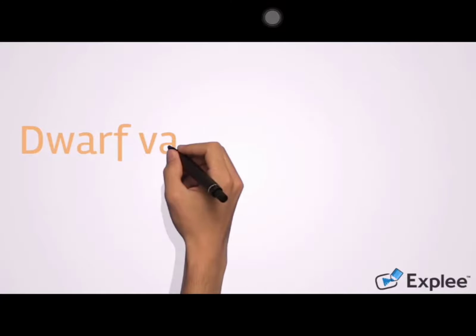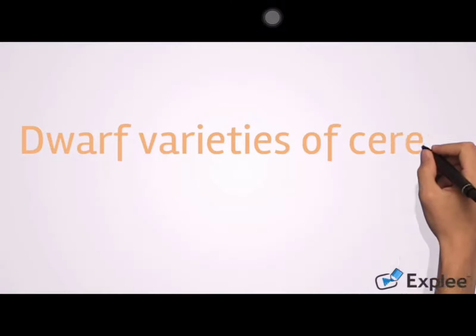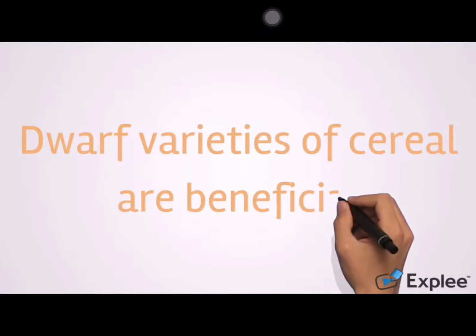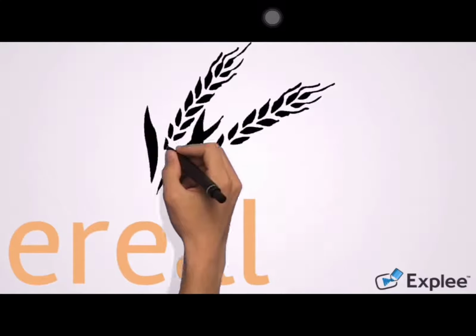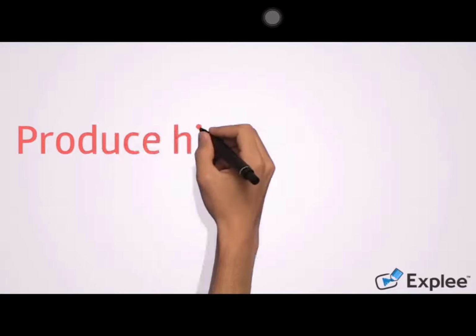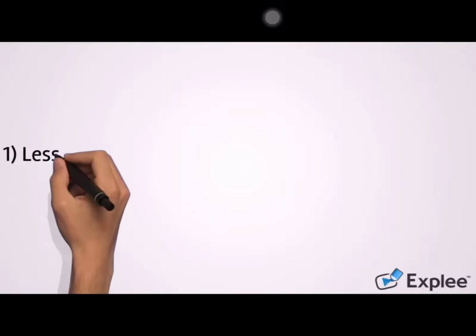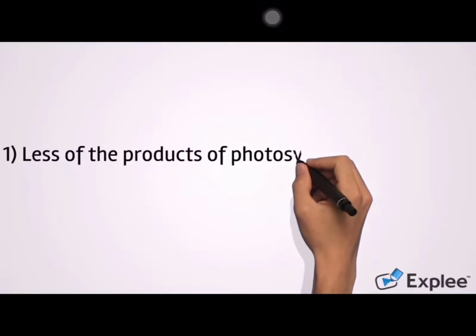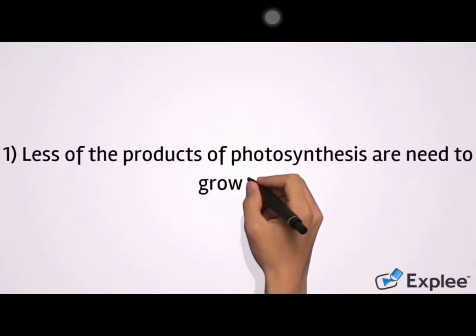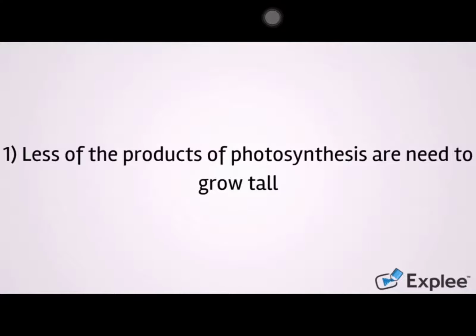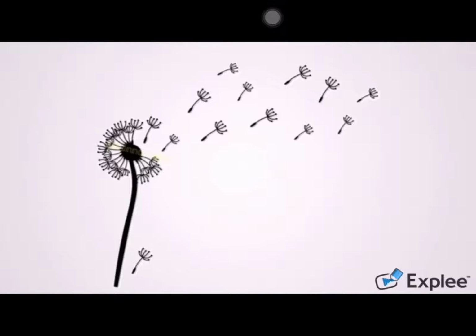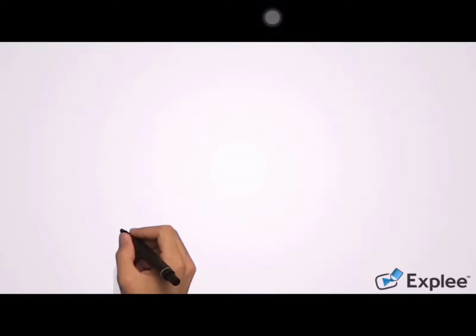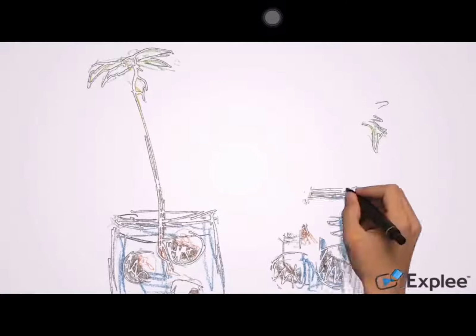In terms of harvesting, dwarf varieties of cereals, which were developed in the 1960s, are quite beneficial. These dwarf varieties, such as rice and barley, produce higher yields for two main reasons. The first is that less of the products of photosynthesis are needed to grow tall, which causes more to go into the grain. Another reason is that the dwarf plants are less likely to be blown over or fall down. This makes it easier to collect more of the grain during harvesting.